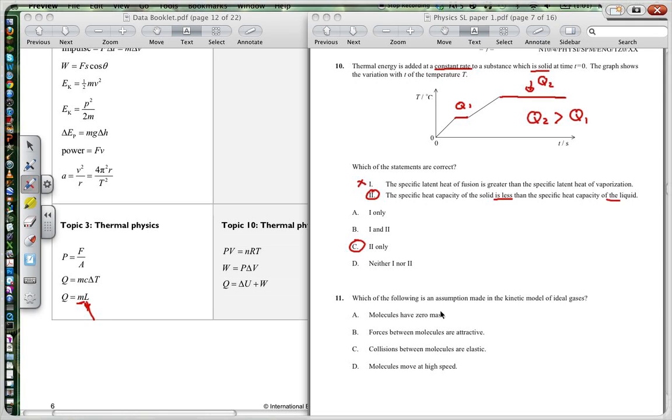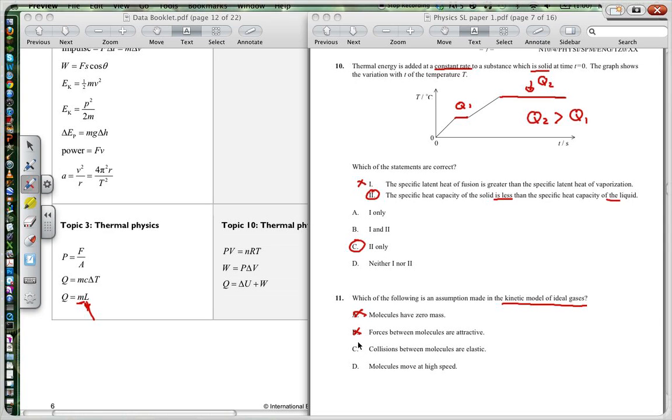Going on to this over here, you need to learn the kinetic model of ideal gases. Which of the following is an assumption made in the kinetic model of ideal gases? Molecules have zero mass. That's not true. The forces between the molecules are attractive. That's not true. It actually says that there are no forces between the molecules except when they collide, and then they are repulsive. So that's not true.